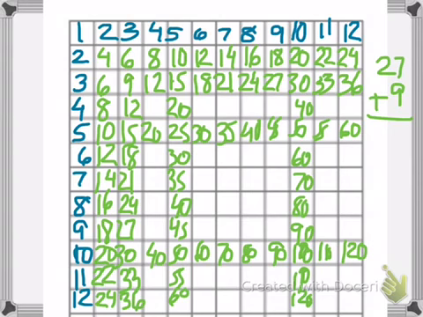So your goal by the end is for this entire grid to be completely filled out. Those are some of the steps that you can take to help you get there.